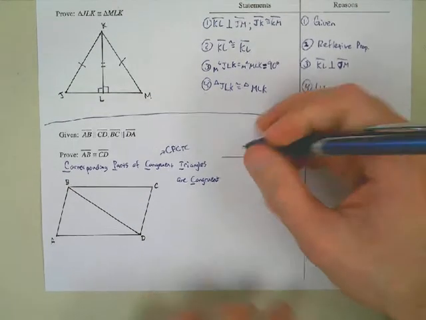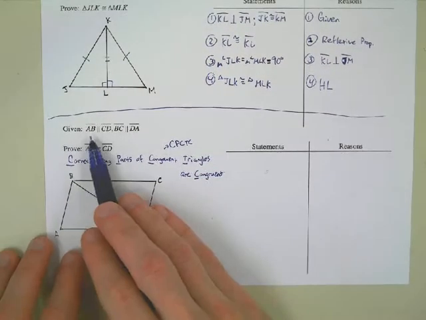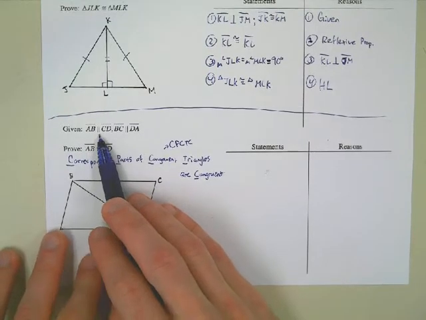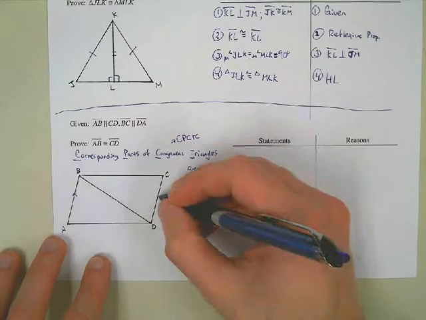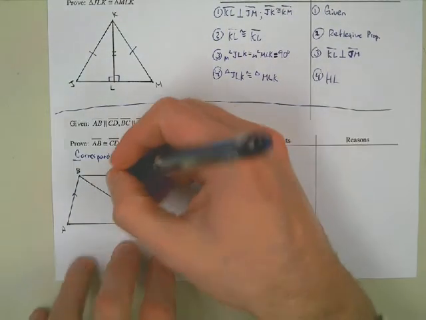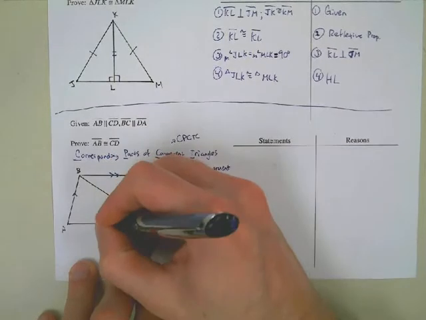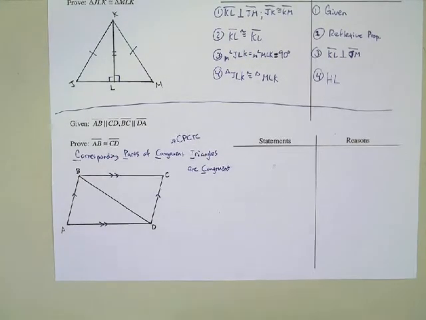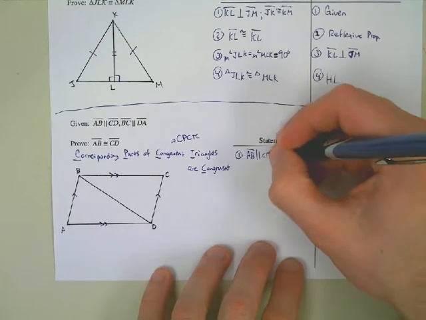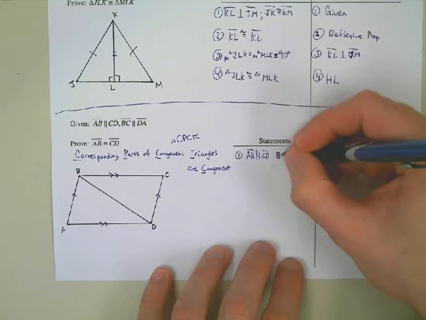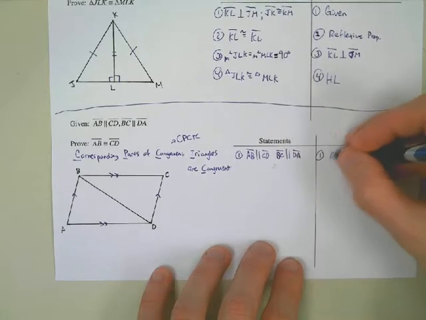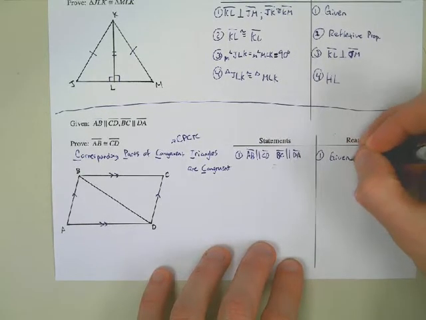So let's mark some stuff in. Let's see, AB, what does this symbol mean? Parallel. So AB is parallel to CD. Okay? And then BC is parallel to AD. I'll go ahead and write that in here for my given.